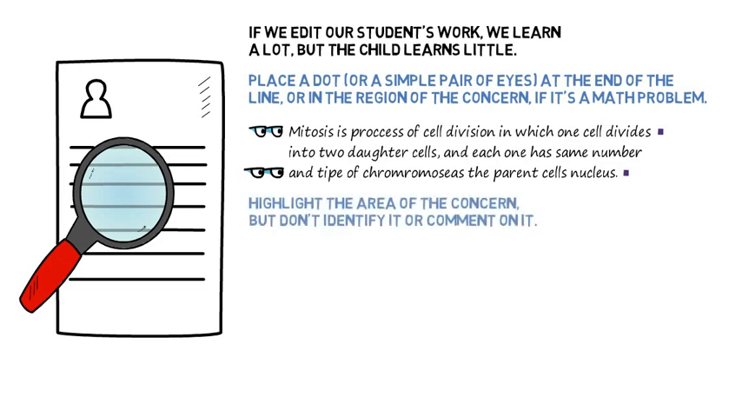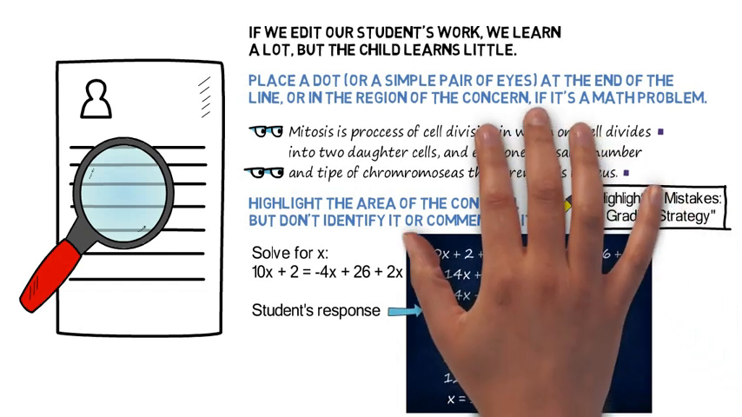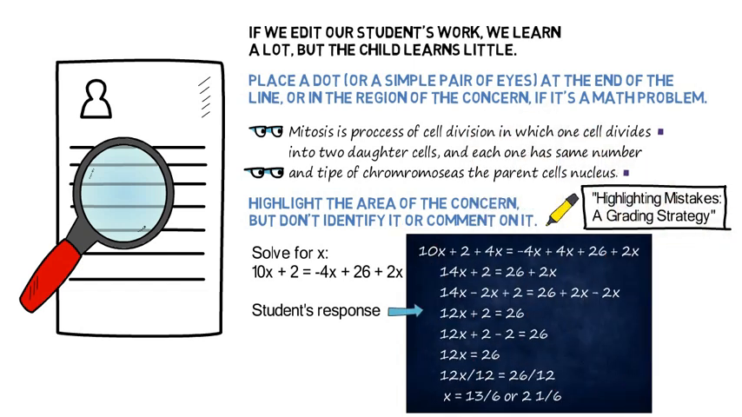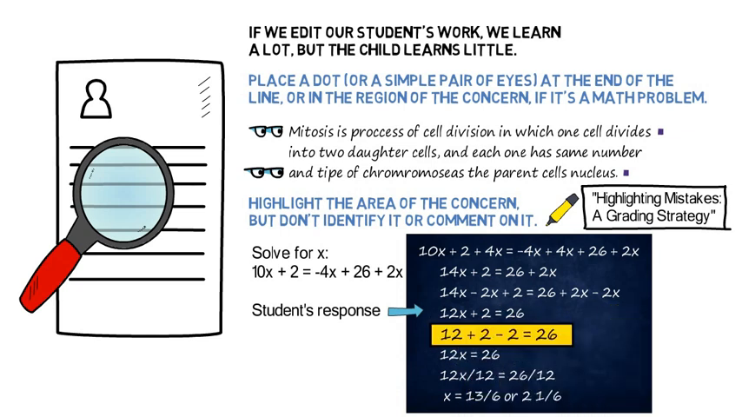For another variation on this idea, watch Highlighting Mistakes, a Grading Strategy on YouTube, in which pre-algebra teacher Leah Alcala simply highlights the errors in students' math work, but they have to figure out what's wrong and make corrections, talking through their thinking with their classmates. I've tried this. It works really well.